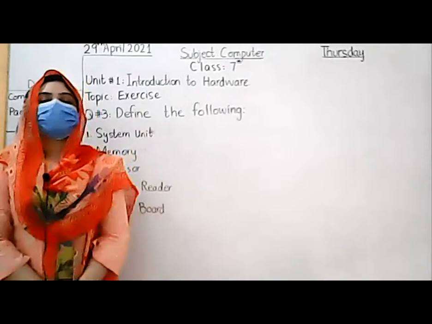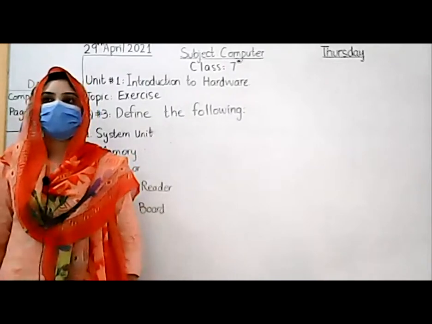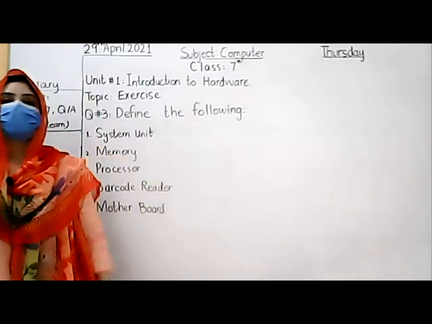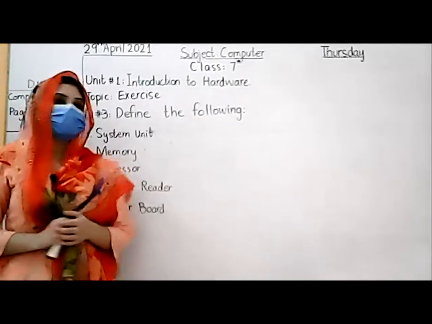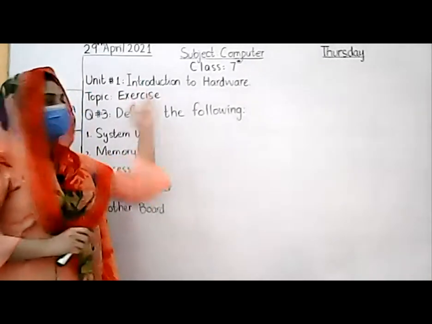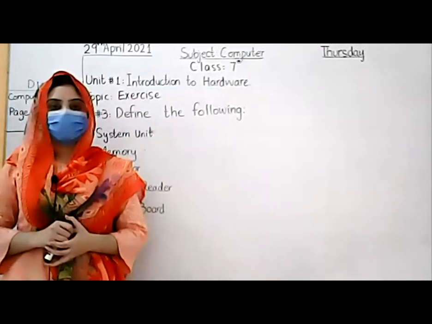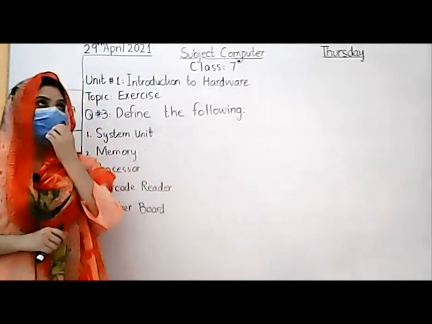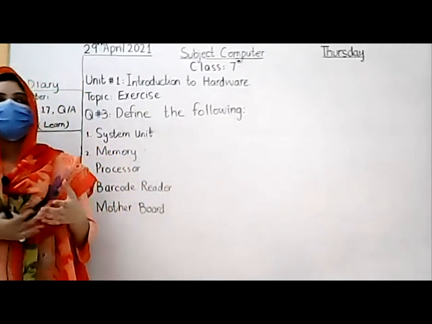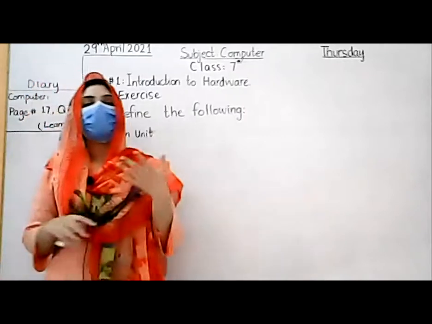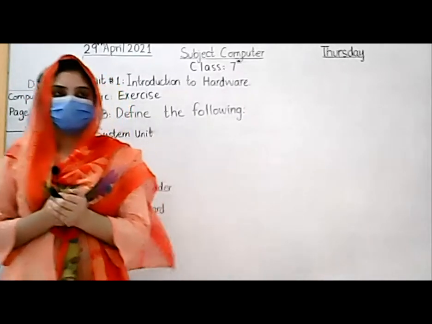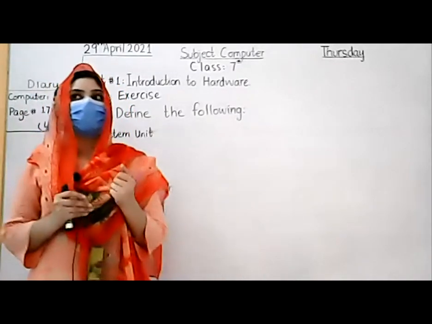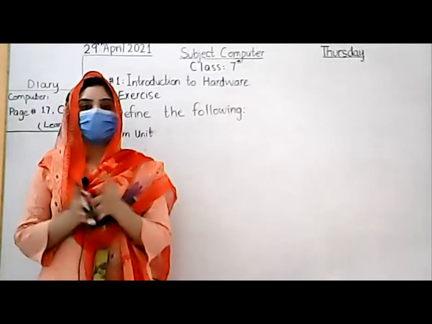So, today is Thursday and the date is April 29. Today we are going to do the question answers of chapter number 1, Introduction to Hardware. We will go through the chapter to know how many parts of the computer there are and which parts make the computer together.